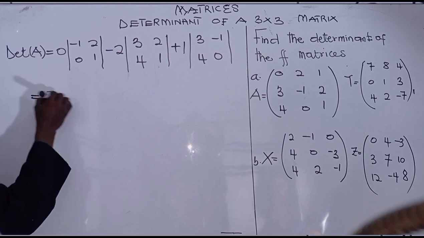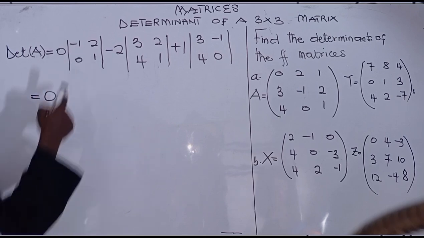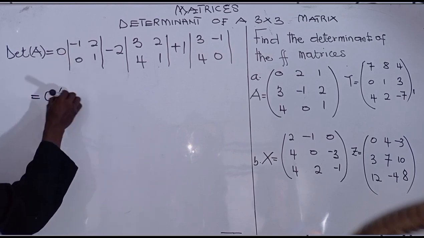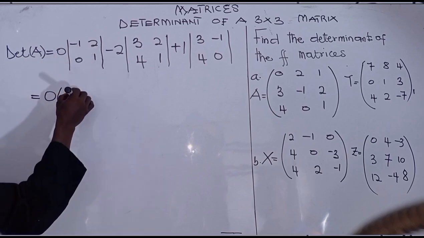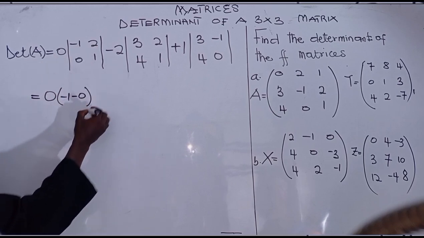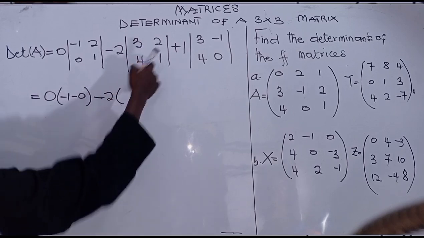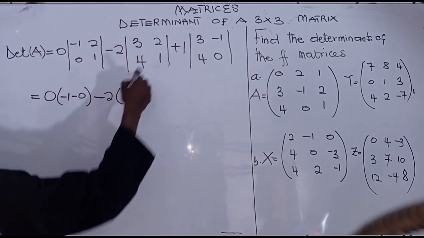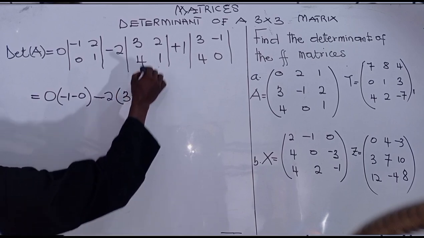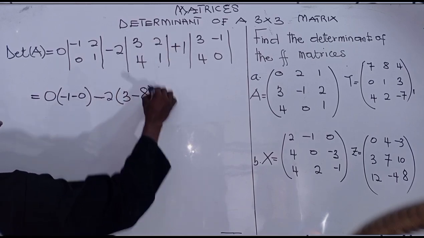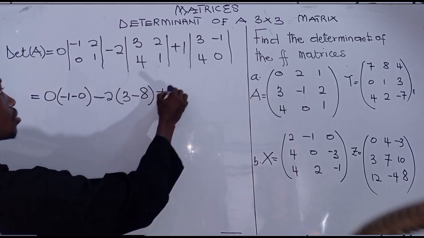So once we have this, we find the determinant of this square matrix. -1 times 1 gives us -1. 0 times 2 gives us what? 0. Then we have -2. We find the determinant of this square matrix. 3 times 1 will give us 3. -4 times 2 gives us what? 8. Then we have +1.